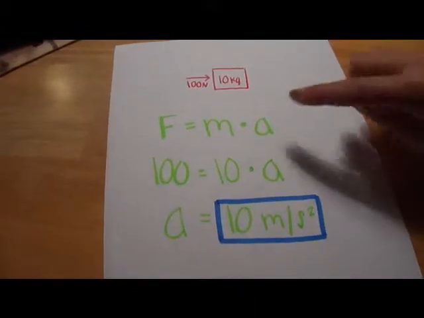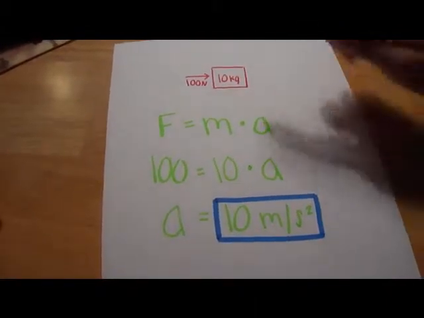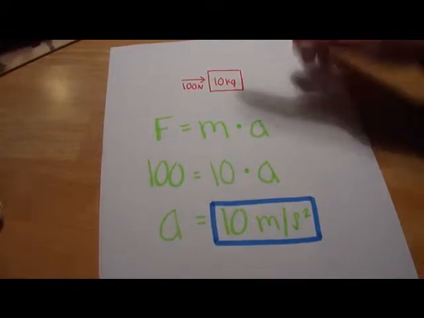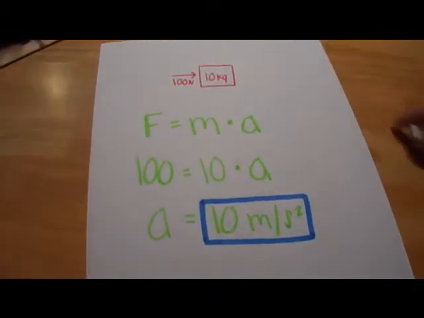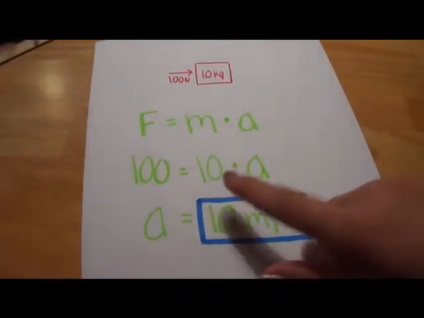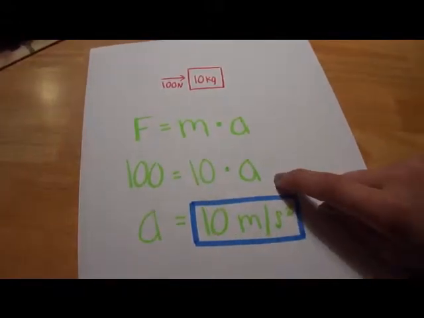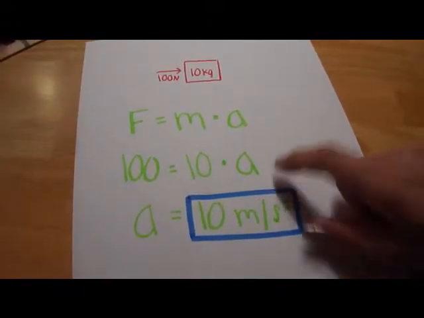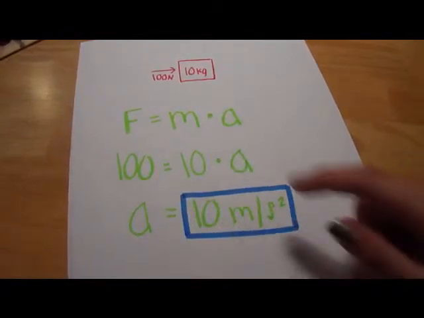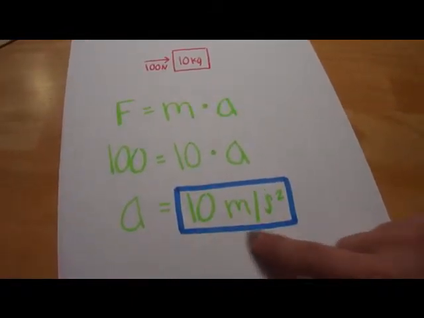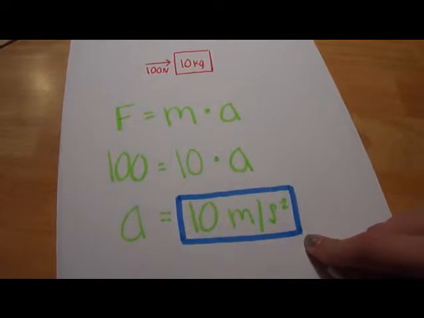Use the formula F equals m times A to find how much a 10-kilogram box accelerates with a 100 Newton force. Plug in 100 for the force, 10 for the mass, and the acceleration is unknown. When you divide 100 by 10, you find the acceleration, which is 10 meters per second squared.